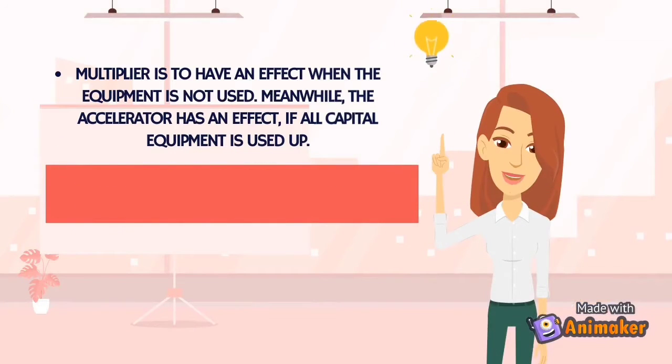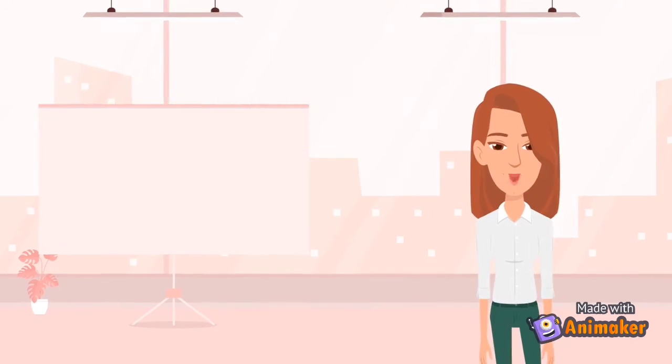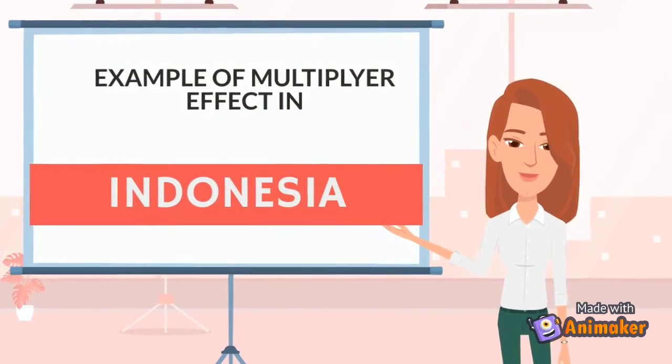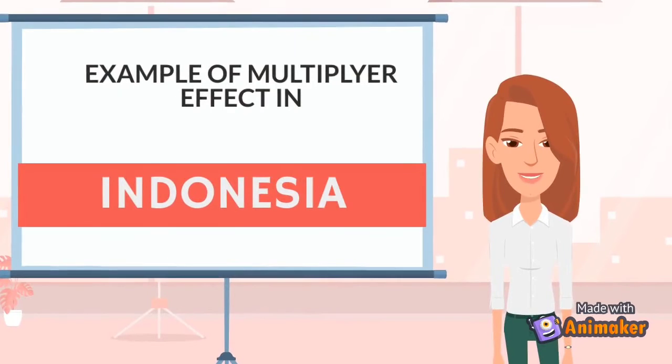I want to explain the difference between multiplier and accelerator. The difference between a multiplier and an accelerator is that the multiplier has an effect when the equipment is not used. Meanwhile, accelerator has an effect if all capital equipment is used up. Example of multiplier in Indonesia.